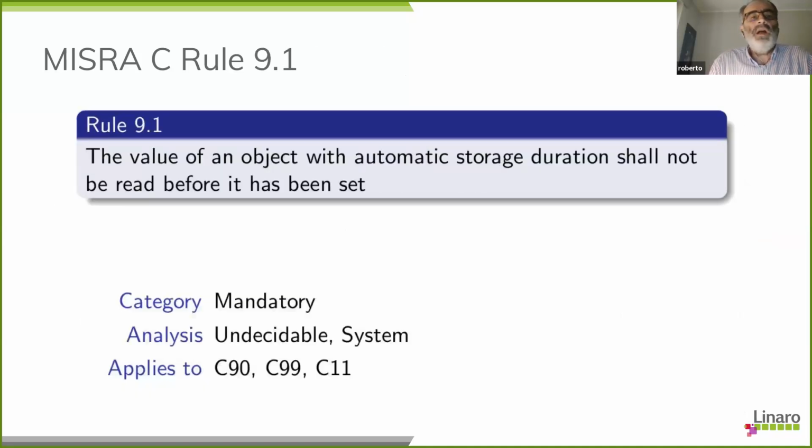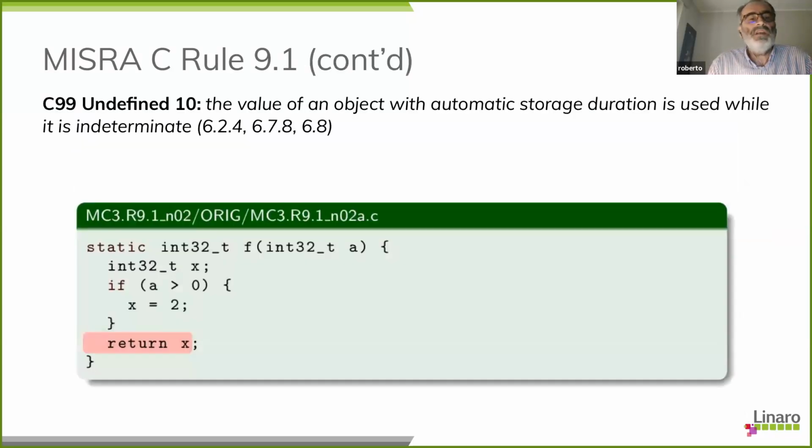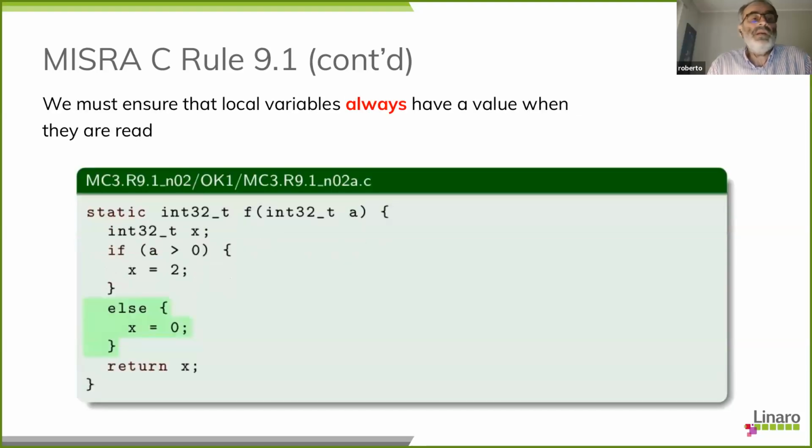Rule 9.1 is mandatory because it's directly connected to undefined behavior. It says the value of an object with automatic storage duration shall not be read before it has been set, because it's undefined behavior. Here we have an example of violation. If A is greater than 0, then X is initialized before the return statement, but otherwise it's left uninitialized and still the return statement reads it. A possible solution is to add an else branch where another initialization for X takes place.